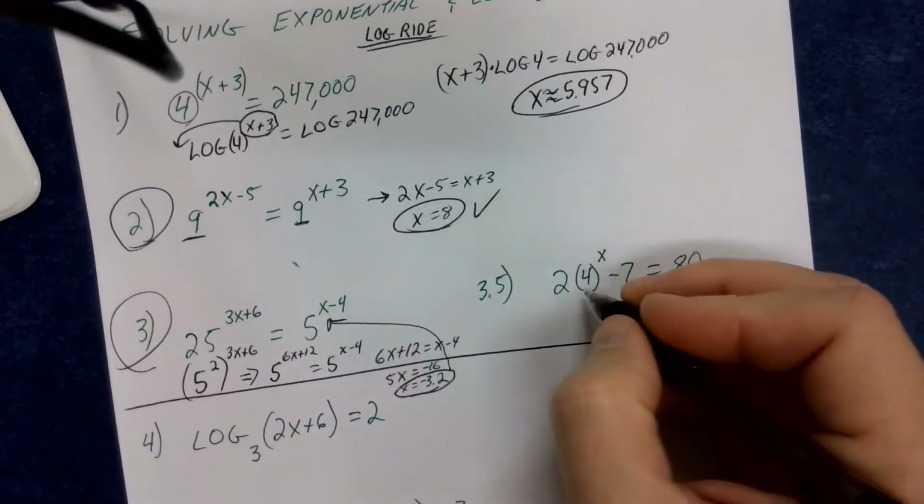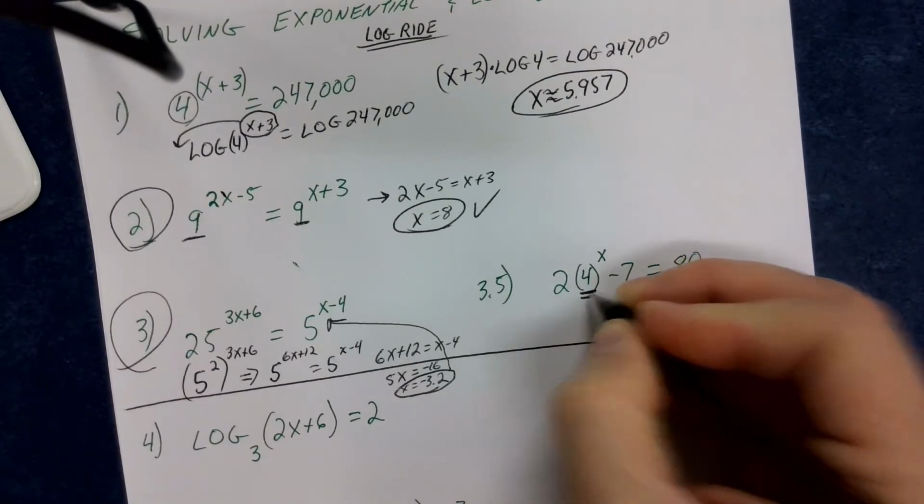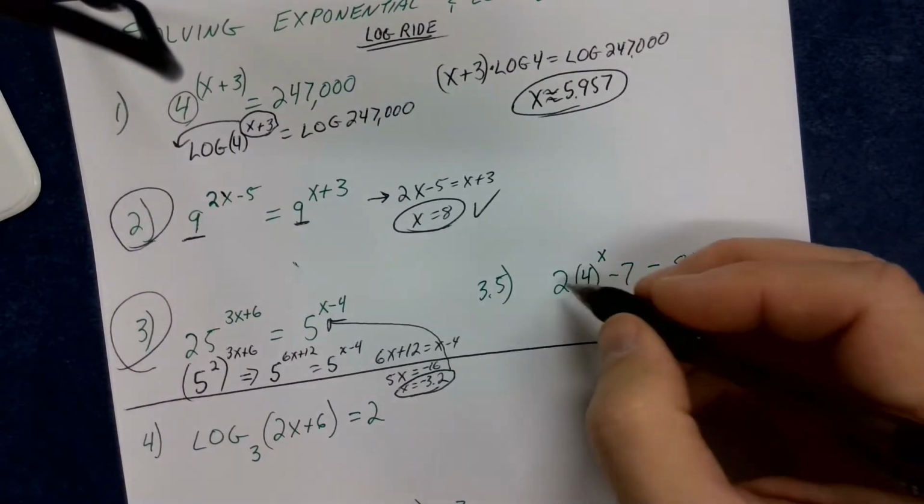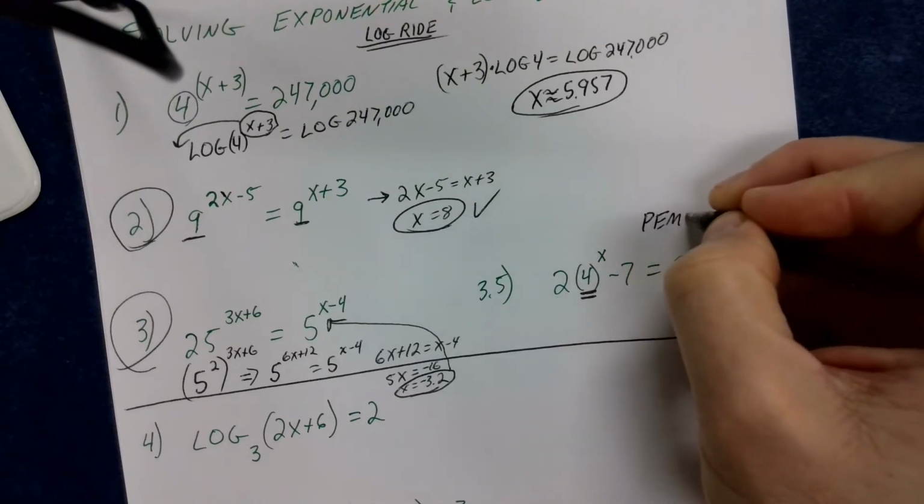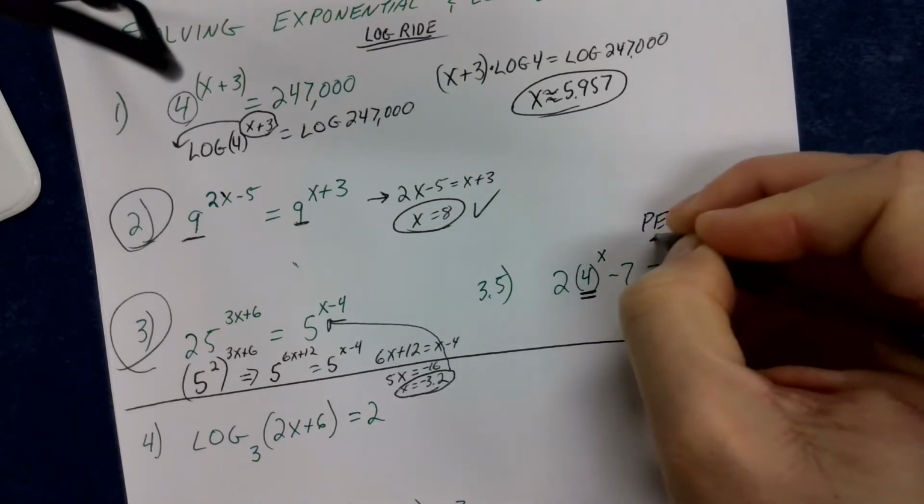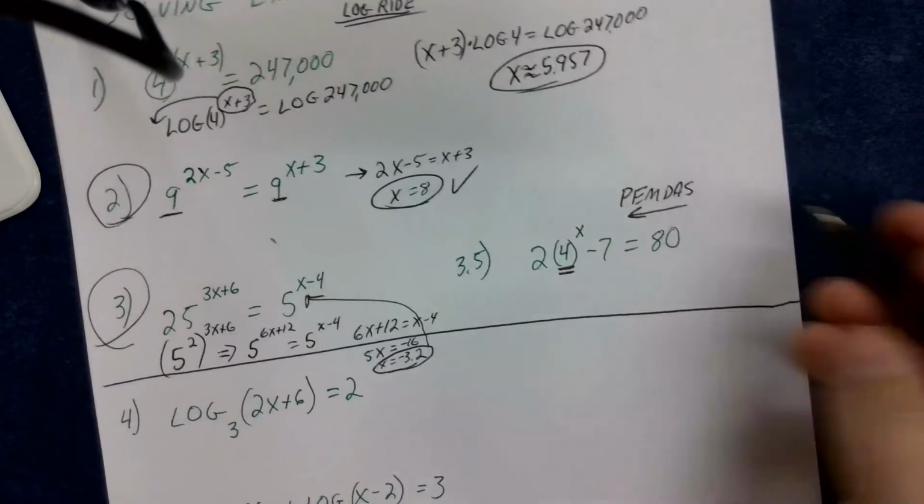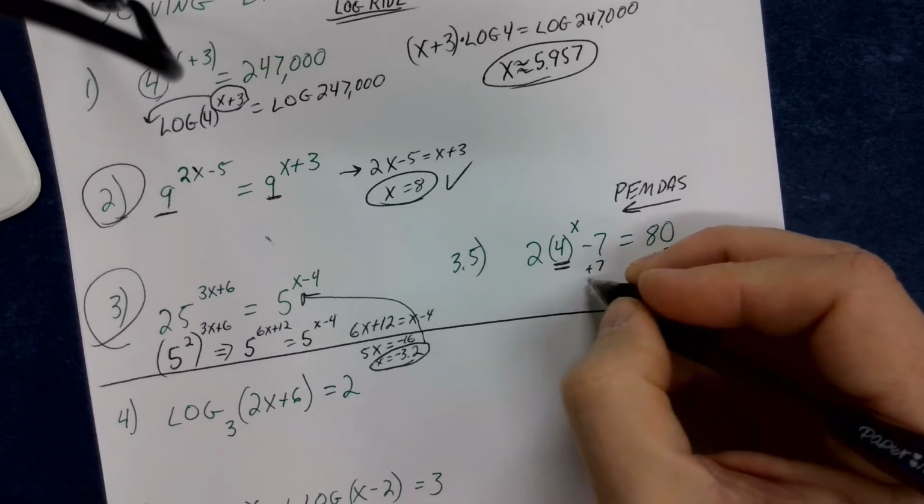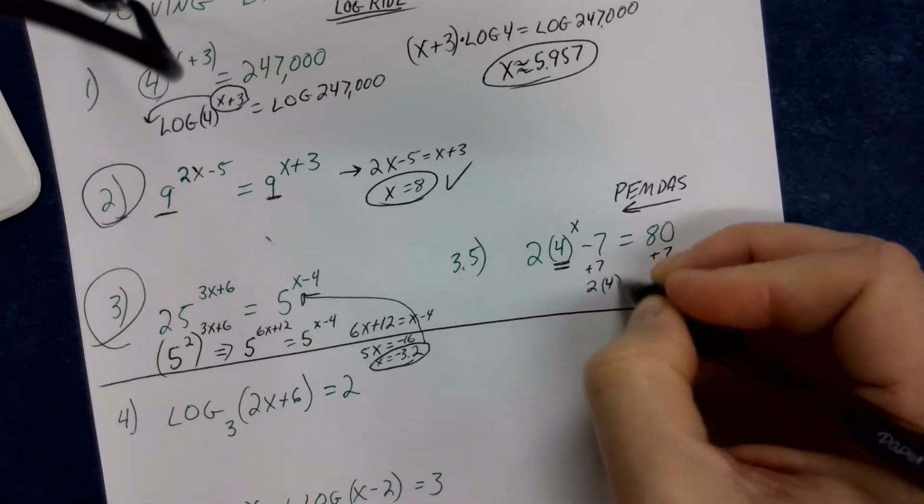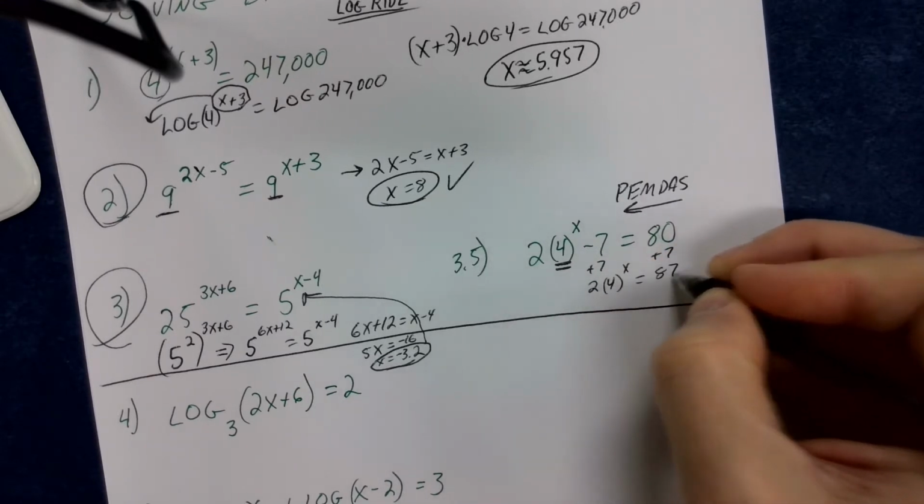But you can see that my base is the 4 right here, right? So I got to get rid of this 2 and got to get rid of this 7. Remember, we've talked about this, PEMDAS has to go backwards when we're solving. We're going to undo stuff. So my first step is to plus 7. Plus 7. So now I get 2 times 4 to the x equals 87.